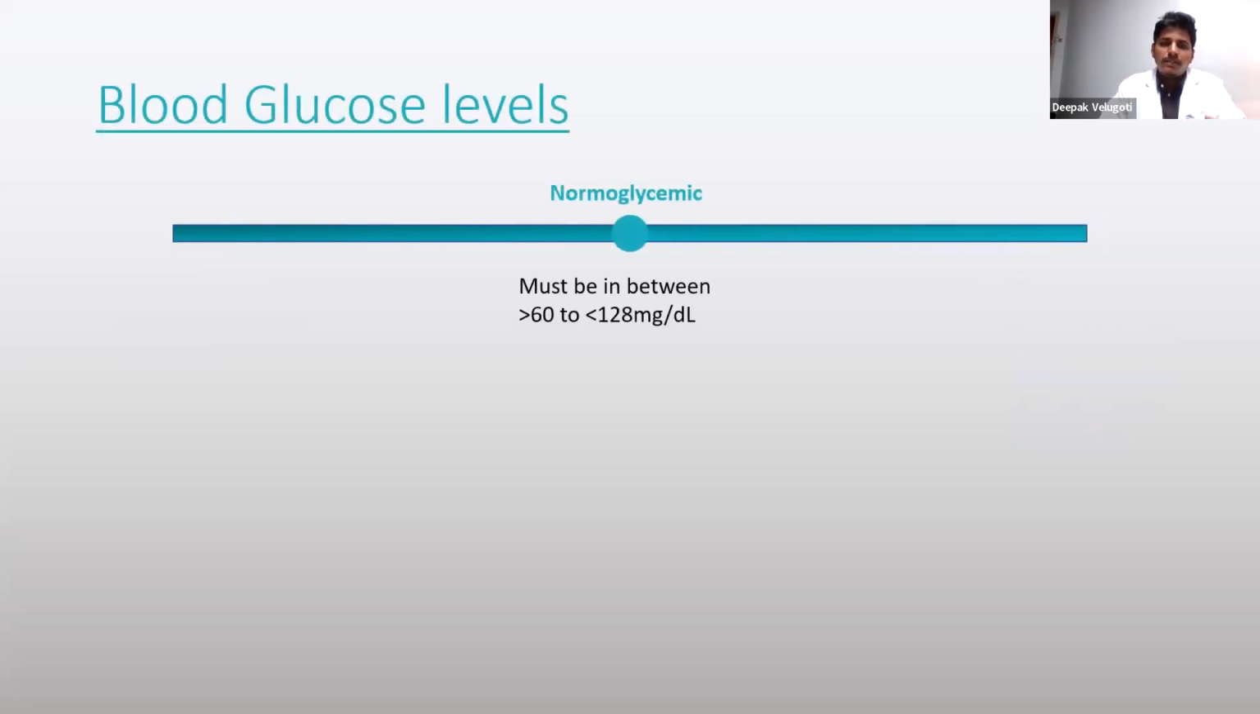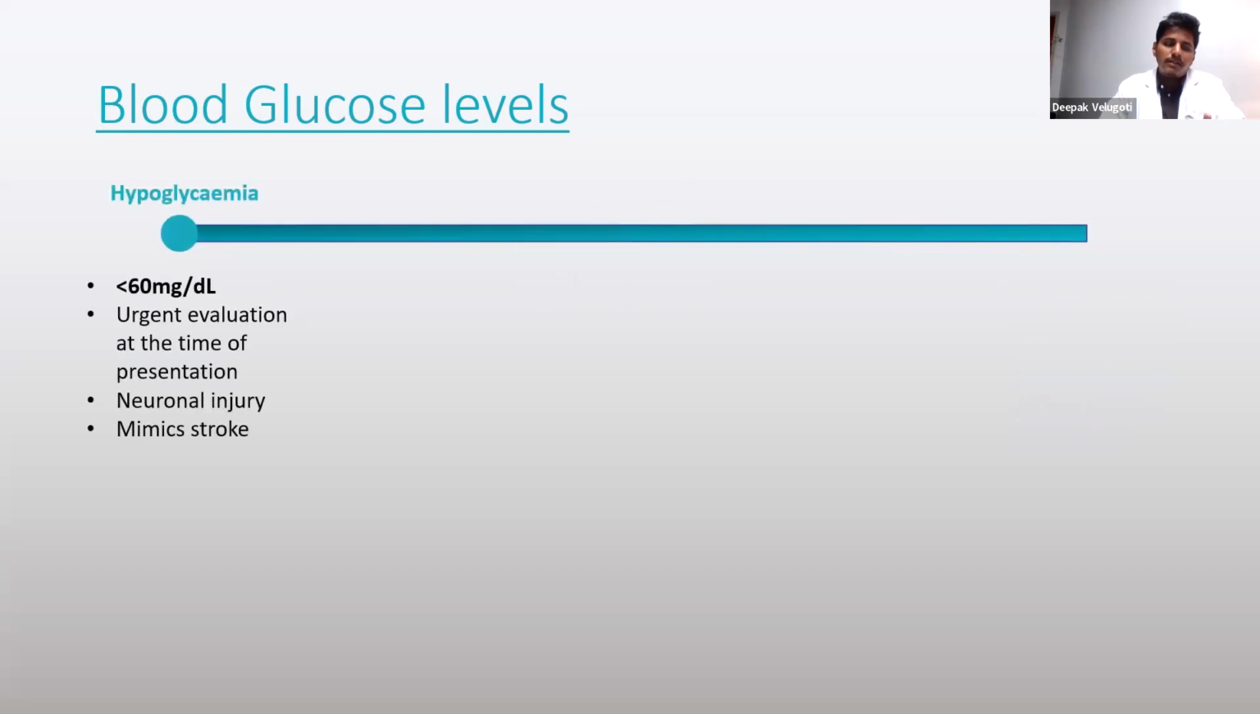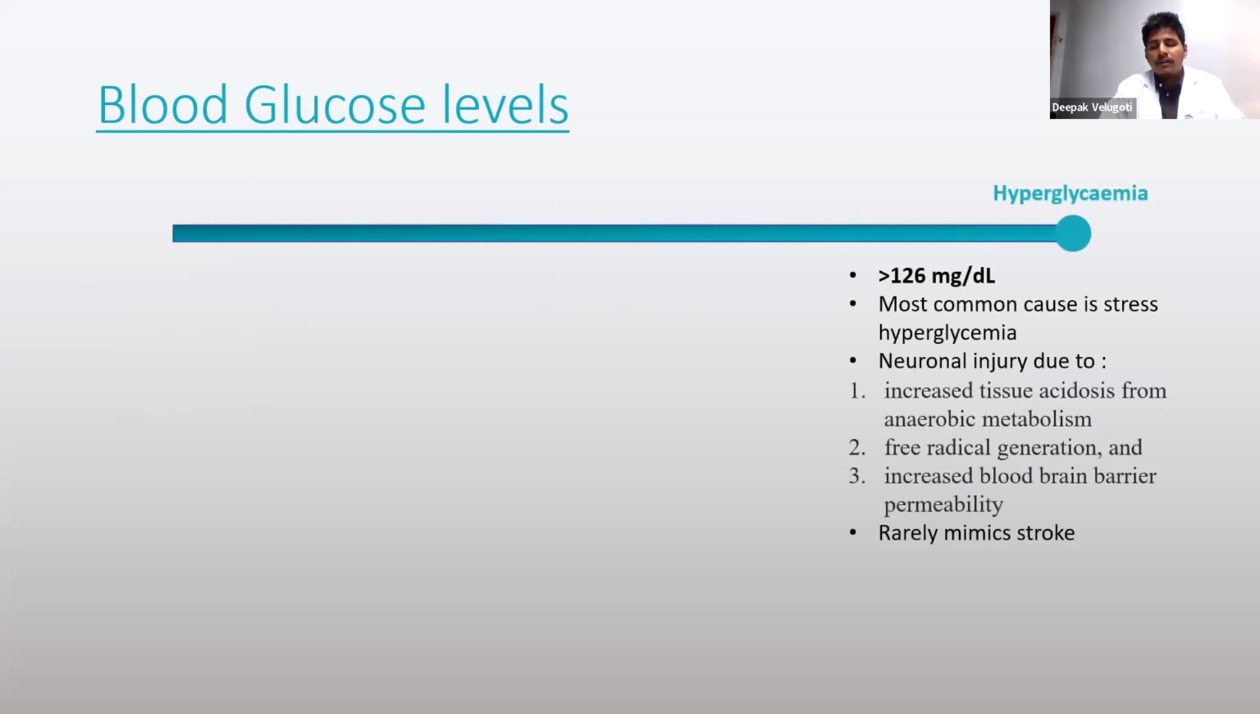And the patient's blood glucose level should be maintained within 60 to 128 milligrams per deciliter, because at less than 60 milligrams per deciliter, the patient can develop hypoglycemia, which itself can cause a neuronal injury and can cause stroke, and it also mimics stroke. Hyperglycemia is a usual finding because of the stress hyperglycemia, and at the cellular level, the patient will have increased tissue acidosis from anaerobic metabolism, free radical generation, and they can also have increased blood-brain barrier permeability, and it rarely mimics stroke.